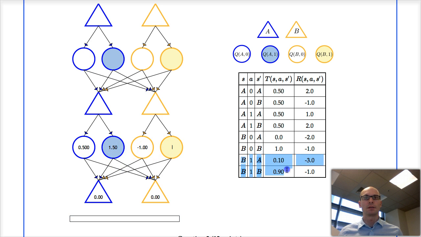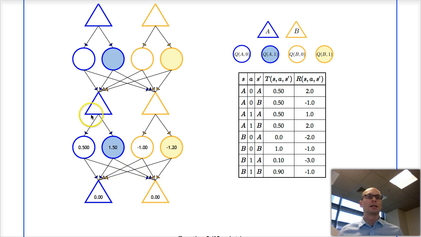Here we're in this part of the table. We're in state B, took action 1. We have a 10% chance of going to A, 90% chance of going to B. So we have 0.1 times, and then when we go to A, we get -3.0 instantaneous reward, 0 at the next time. When we go to B, which is probability 0.9, we get an instantaneous reward of -1.0 plus 0 value at B, and this is our value here.